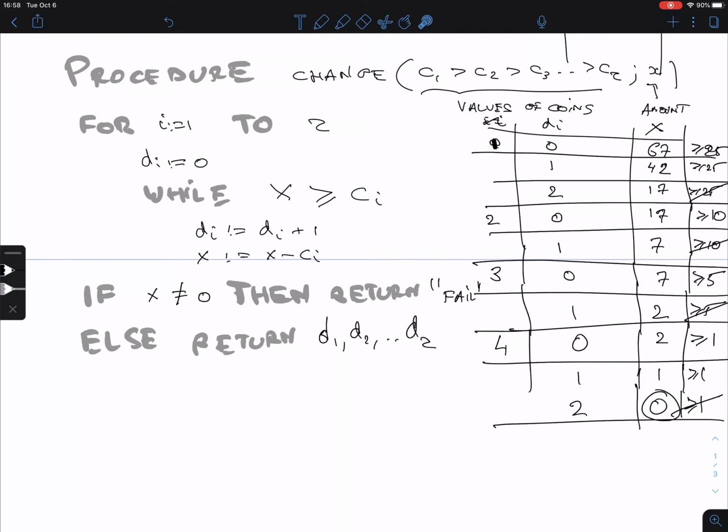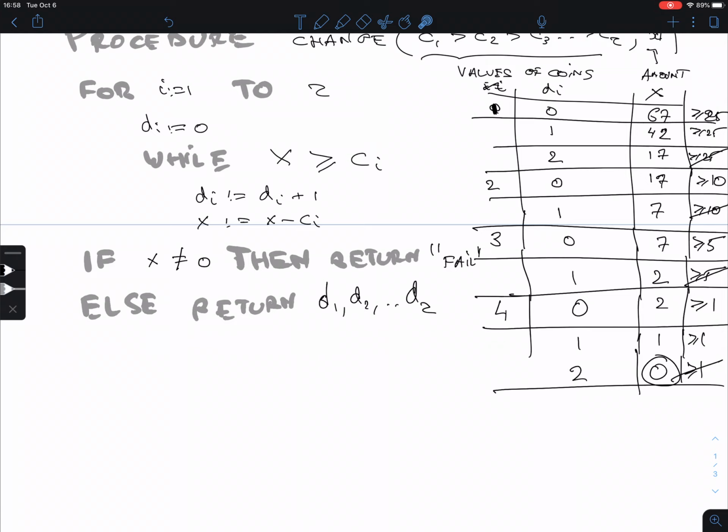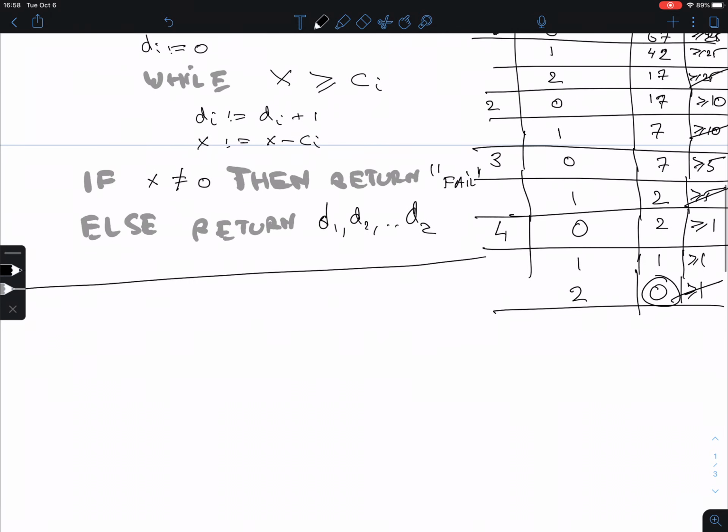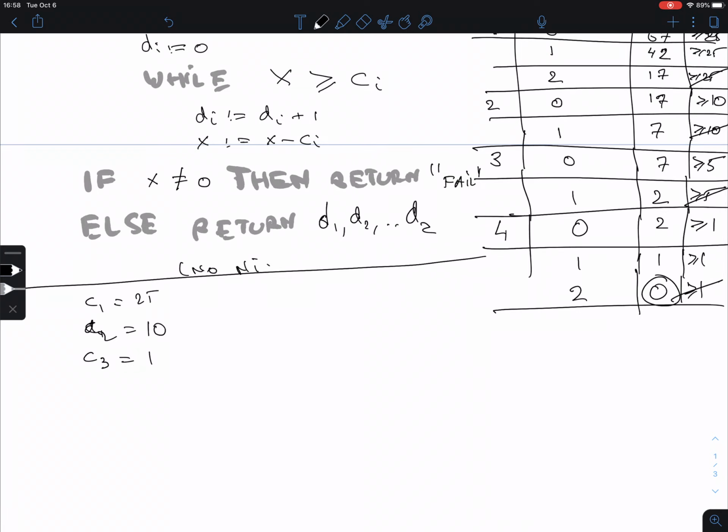Now, I want to show you a case where it is not the optimal solution. Let's give an example. There are other examples in the textbook, and in the homework that I'm going to give you. But suppose C1 is 25, C2 is 10, and C3 is 1. So in other words, no nickels. Suppose they say there is a shortage of coins out there. So they might say, sorry guys, there are no nickels anymore. You have to pay with either quarters, dimes, or pennies.